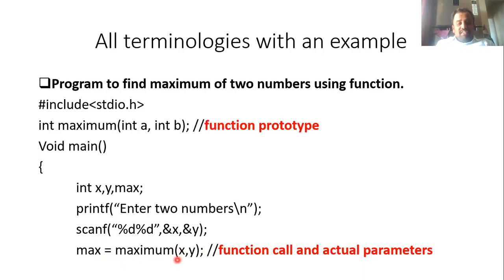This is what we call a calling function. The calling function has the actual parameters x comma y. What is the x value? 5. What is the y value? It's 10. So these two are what you call actual parameters.